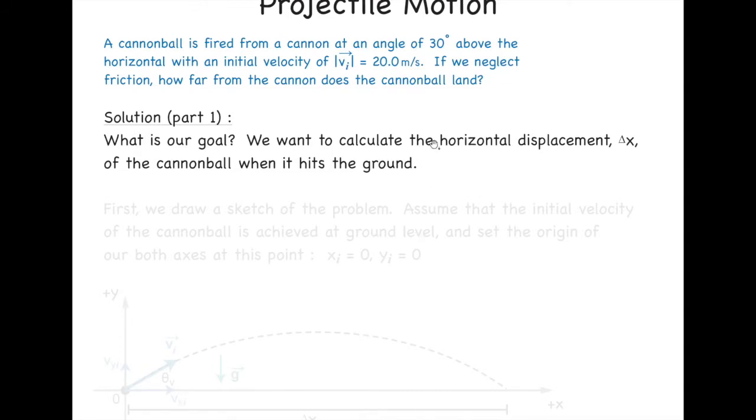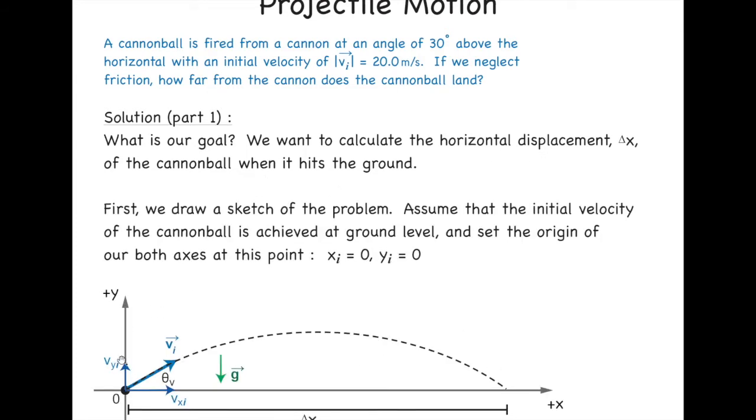Again, we start off by asking always, what is our goal? Our goal is to calculate how far from the cannon does the cannonball land, and that implies how far is it landing in the horizontal direction, right? So we want to calculate a horizontal displacement, delta x, of the cannonball when it hits the ground again. So we first start, as always, by drawing a sketch of our problem. That always helps. Picture is worth 1,000 words.